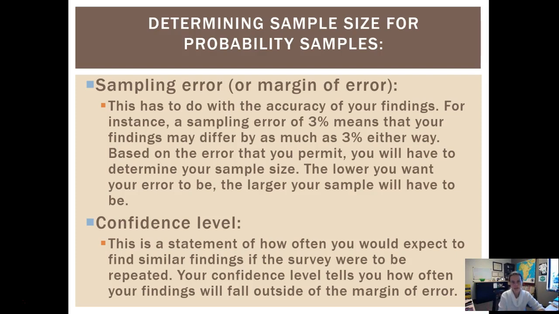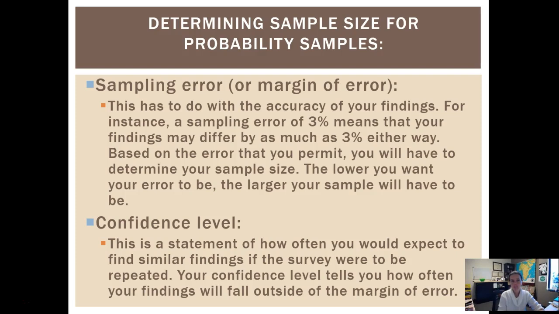So sampling error has to do with the accuracy of your findings. A pretty common sampling error that you would find, for instance, with the Gallup, is a sampling error of 3%. What that means is that if you were to collect data from your entire population rather than just your sample, if you were to collect data from all of the people in your population, the findings you would get would be within 3 percentage points of what you found within your sample.